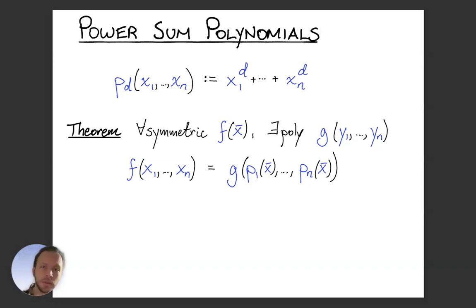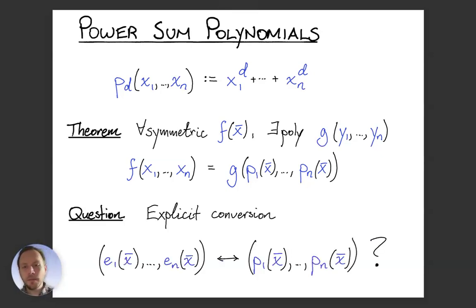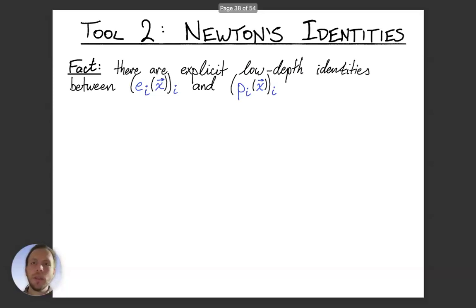There's an analogous version of this theorem that holds with the power sums replaced by the elementary symmetric functions. So in particular, this says there's some kind of conversion between the elementary symmetric polynomials and the power sum polynomials. So there's a natural question here. Can we make this conversion between these two families of polynomials explicit? And this leads us to our second tool, which are known as the Newton identities or the Newton-Girard identities. We make crucial use of these.